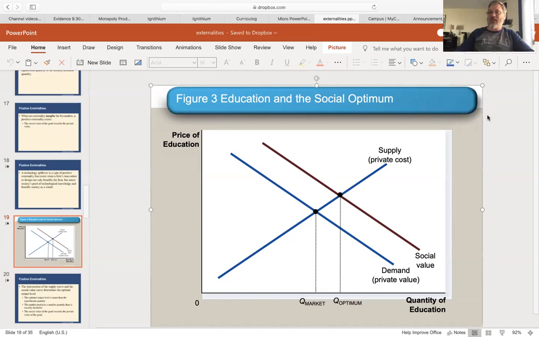You know what we would call that? We would call that a negative externality, like dogs barking in the background or something.